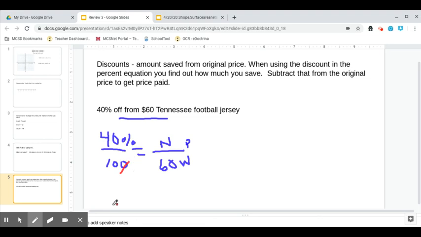Divide that by 10, you get 10. 40 divided by 10 is 4. Now I can do this. How many times does 10 go into 60? 6 times. How many times does 4 times 6? 4 times 6 is 24. Now, 24 is not what I am paying. 40% was my discount, so my 24 is my discount.